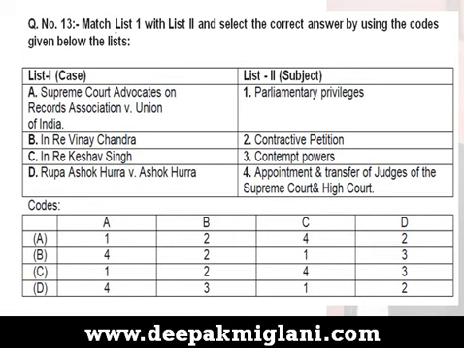Question number 13. Match List 1 with List 2 and select the correct answer by using the codes given below the lists. List 1, case: A, Supreme Court Advocates on Record Association versus Union of India. B, In re Vinay Chandra. C, In re Keshav Singh. D, Rupa Ashok Hurra versus Ashok Hurra. List 2: 1, parliamentary privileges. 2, curative petition. 3, contempt powers. 4, appointment and transfer of judges of the Supreme Court and High Court.